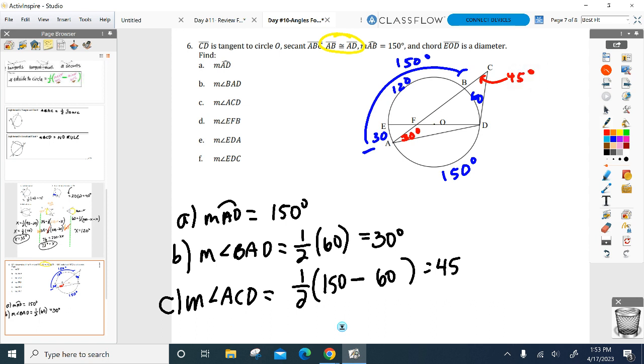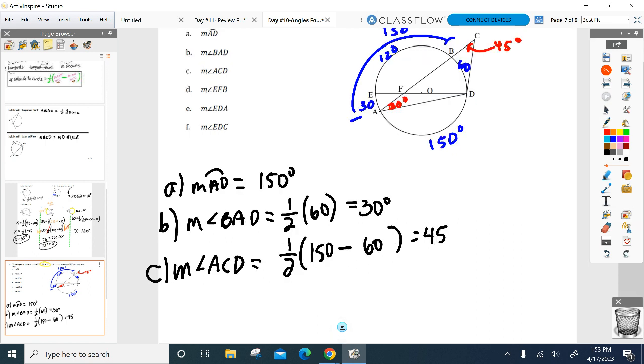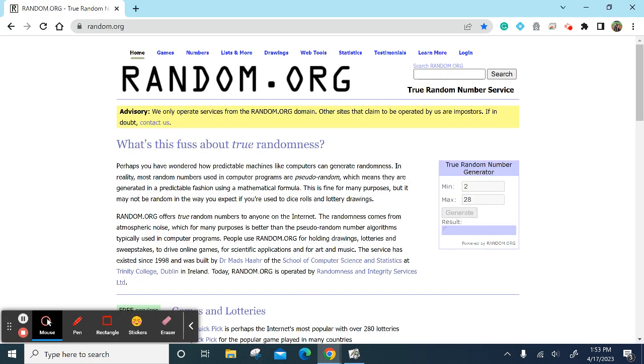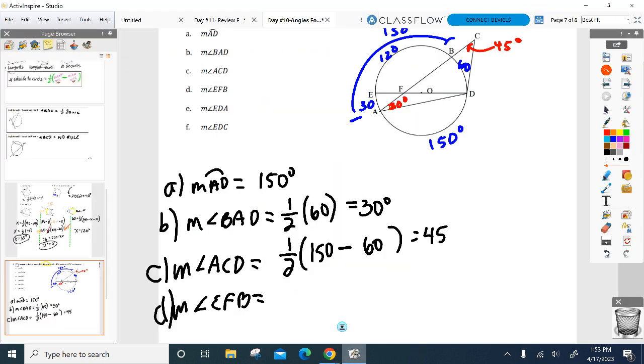Good work so far, everyone. How about EFB, everyone? Oh boy, this is taking forever. Inside or outside? Inside. Central? No. Inscribed? No. So that forward, it's got to be a floater. We talked about floater angles: they are found by adding two arcs and cutting it in half.